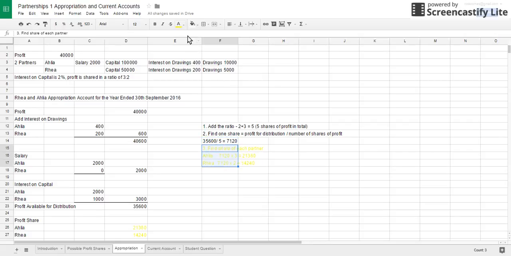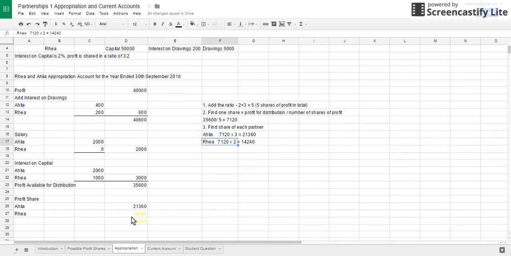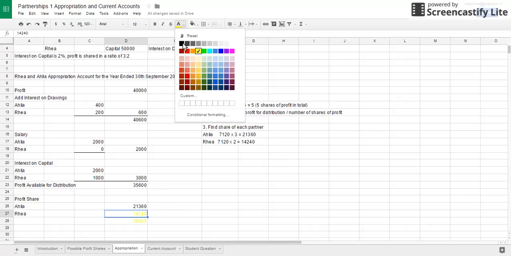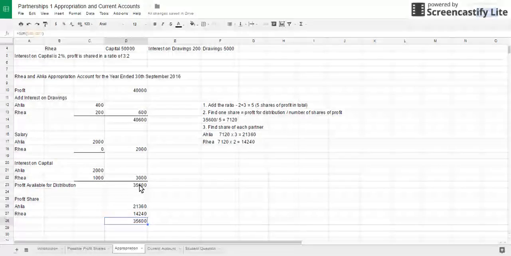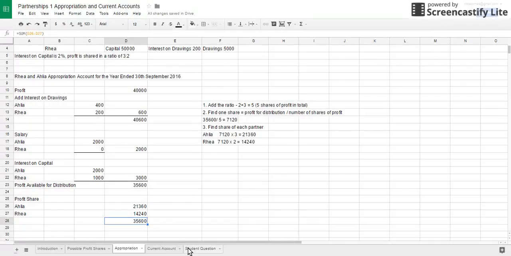And then for each partner, what we need to do is to multiply one share by the number of shares they are entitled to take out. Alia, 3 shares, so she's entitled to $21,360. And Ria is entitled to 2 profit shares, so Ria is entitled to $14,240. Just a quick double check down here at the bottom. Okay, the total of the profit shares equals the profit available for distribution, so we haven't made an error.